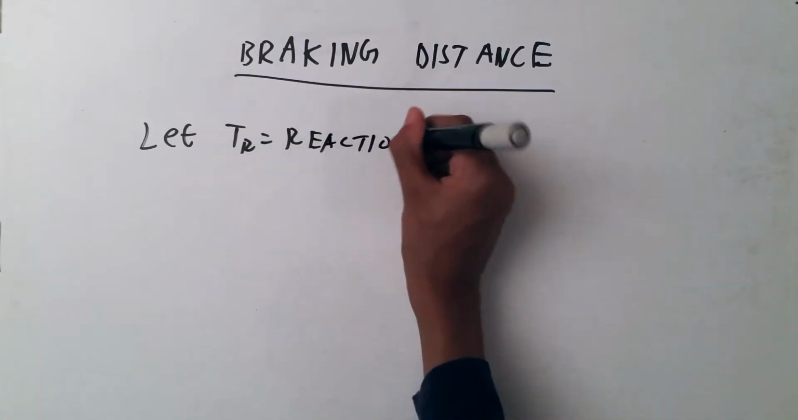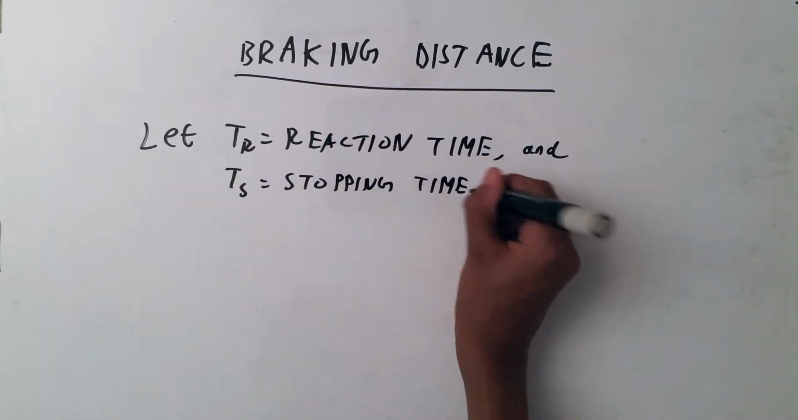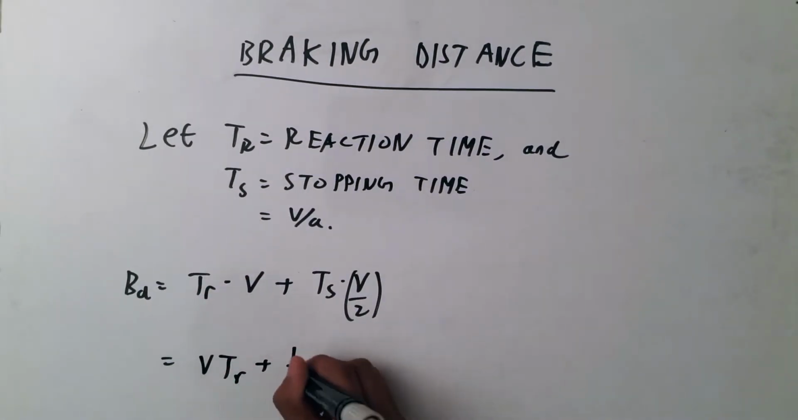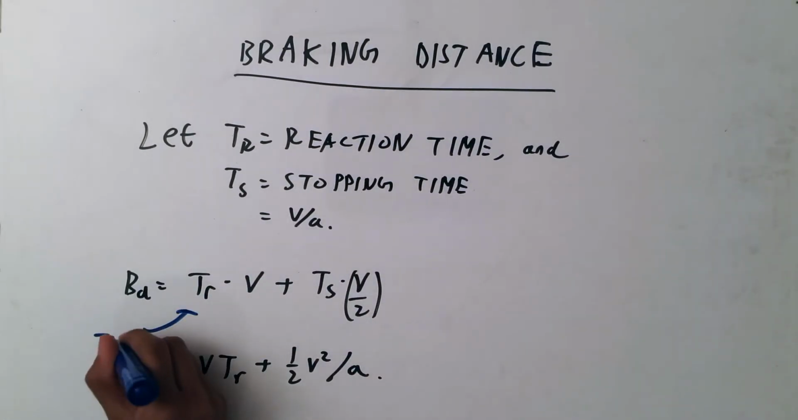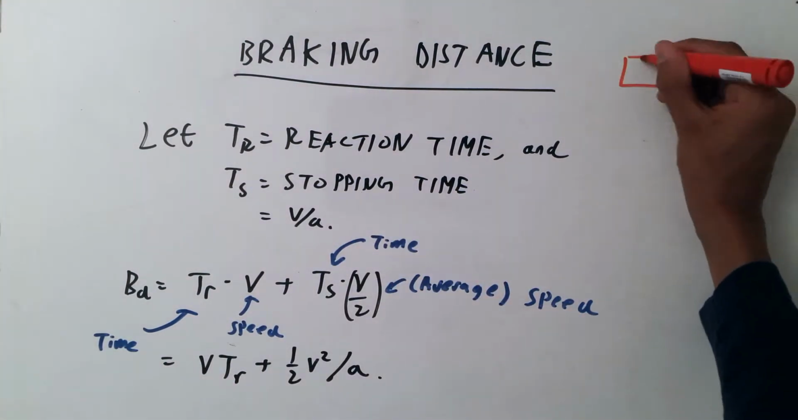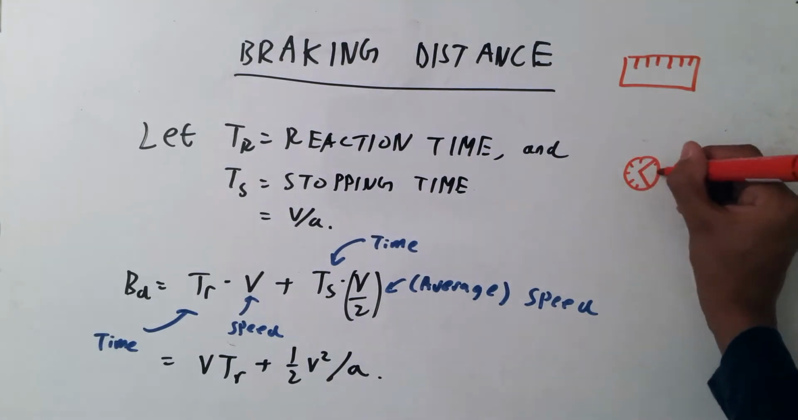We will now calculate the braking distance of a car. Let T_R be the reaction time of the driver, and T_S be the stopping time of the car. The braking distance is the reaction time of the driver times the original speed plus the stopping time of the car times the average velocity of the car when it is decelerating, v by 2. Simplifying, we obtain the following equation.